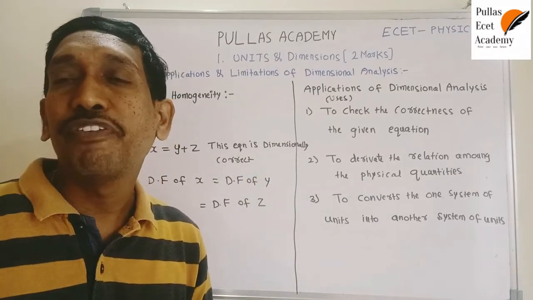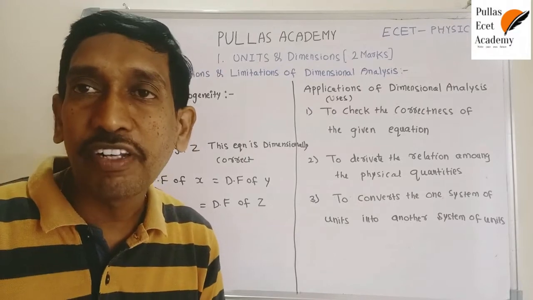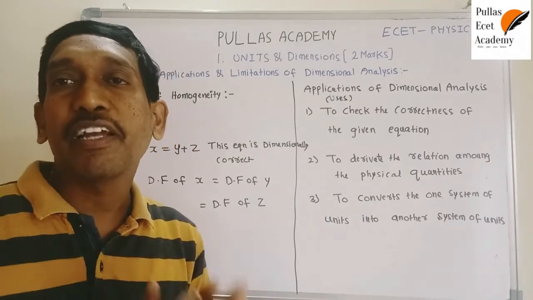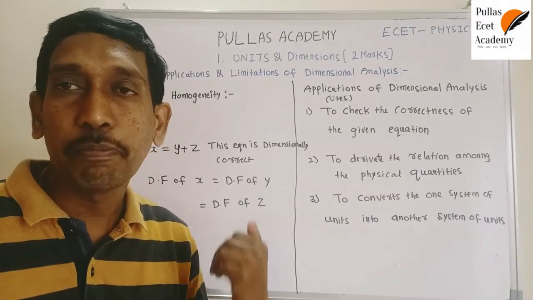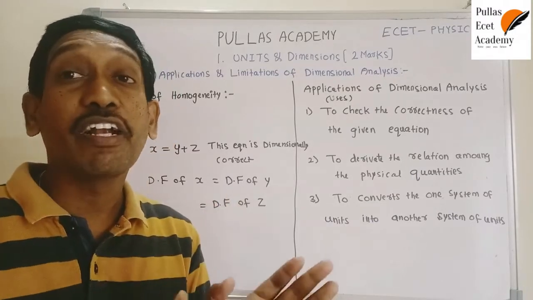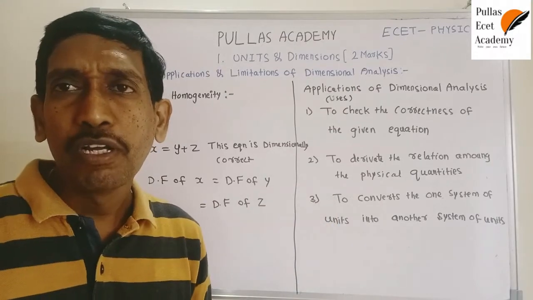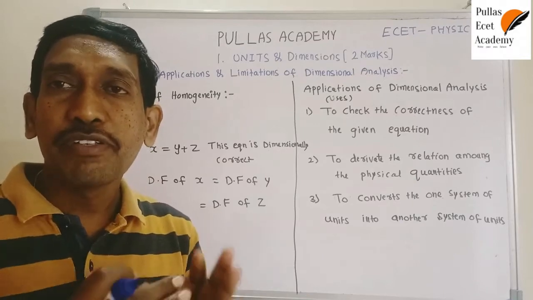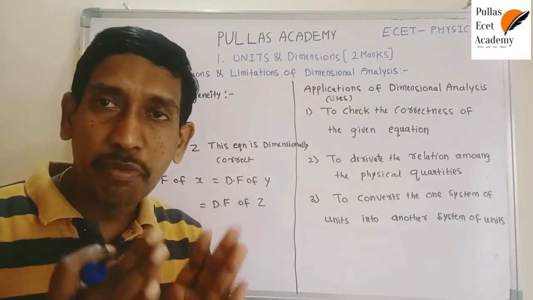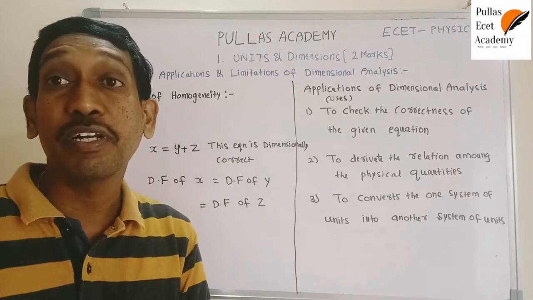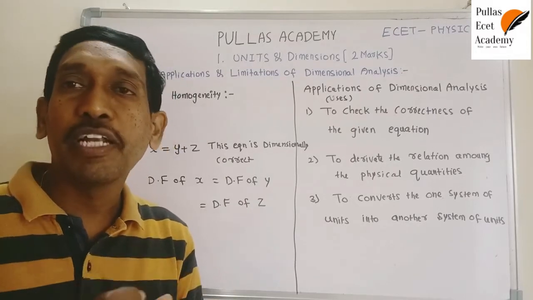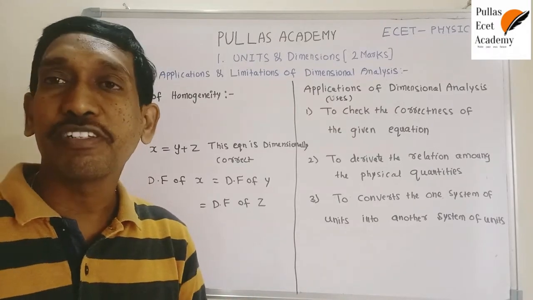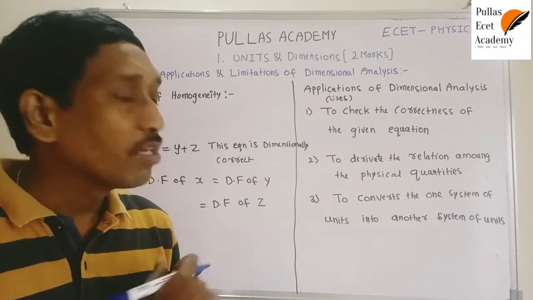One more application: if you don't know the units of a given physical quantity, it is also possible to construct the units of the given quantity by application of dimensional analysis. In previous classes we have derived the units by using the dimensional formula. For example, the dimensional formula of force is MLT power minus 2, where M stands for mass, L for length, T for time. That's why the unit of force is kilogram meter second inverse square. So based on the dimensional formula you have to construct the units.